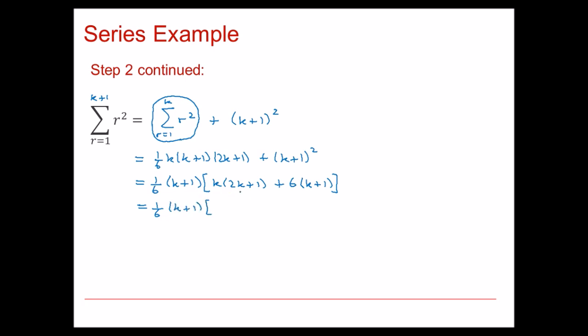And now simplify the square bracket. Expanding the inner brackets to see what we get. There's a 2k squared. I can see there's 1k plus another 6k, so that's 7k. And I can see at the end we've got 6 times 1, which is 6.